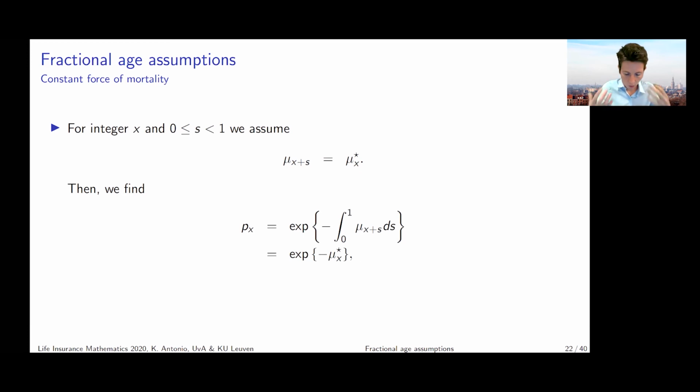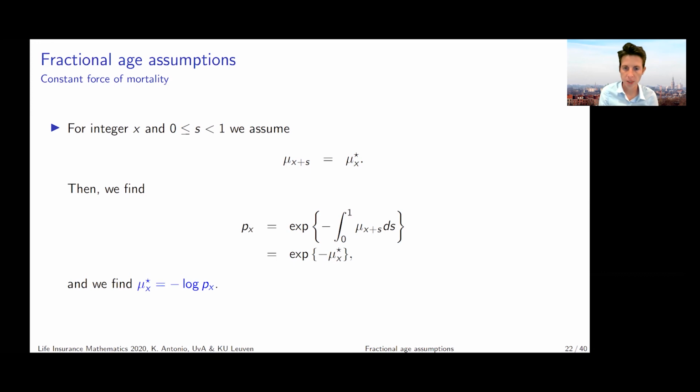So that shows us that if you're willing to make this assumption of piecewise constant force of mortality, then calculating these integrals becomes very simple, and you can go from your force of mortality to any survival or death probability that you wish to calculate. Okay. The other way around, of course, is that the mu x star would then be equal to minus the logarithm of px. Again, I'm referring here to the natural logarithm. So I could also write that as minus the ln of px.